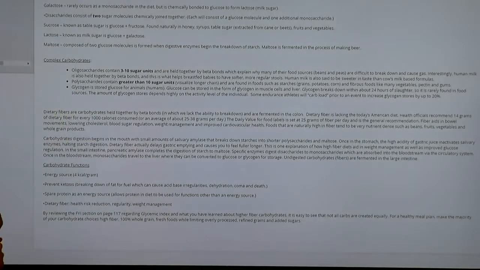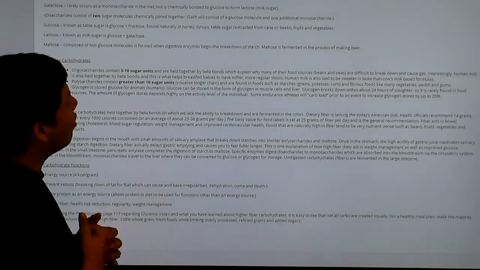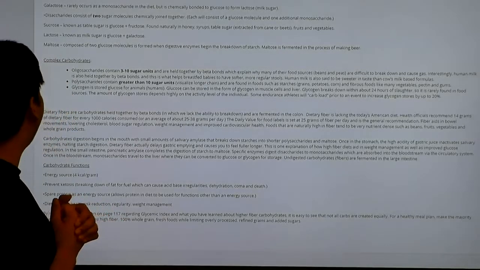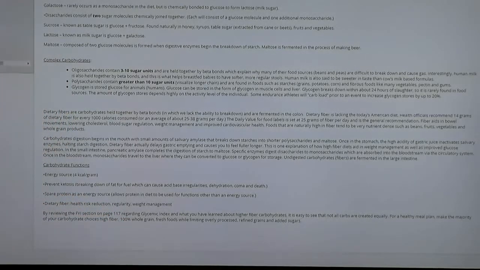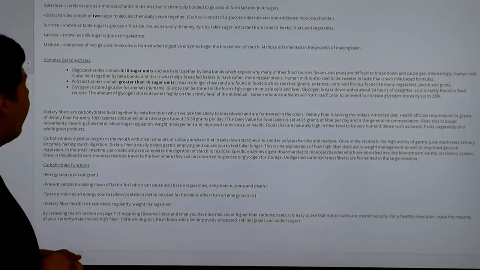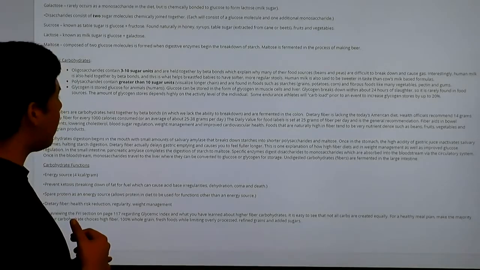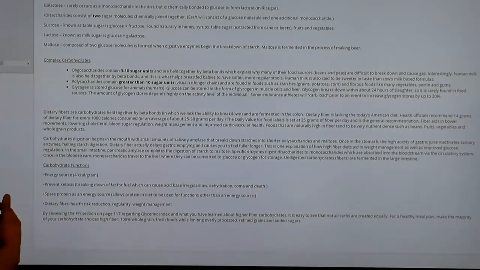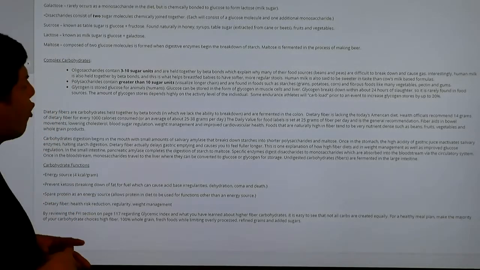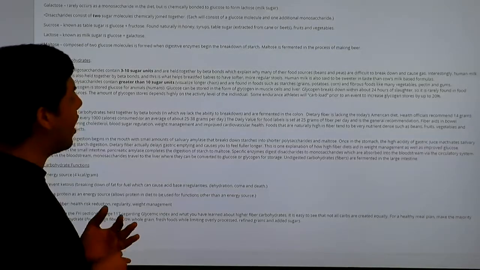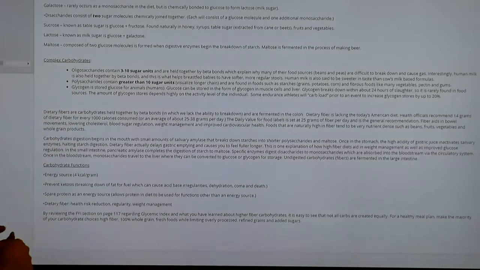Glycogen breaks down within about 24 hours of slaughter, so it is rarely found in food sources. The amount of glycogen stores depends highly on the activity level of the individual. Some endurance athletes will carb load prior to an event to increase glycogen stores by up to 20%.